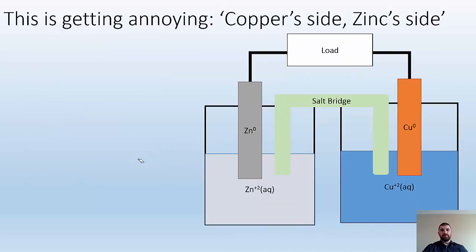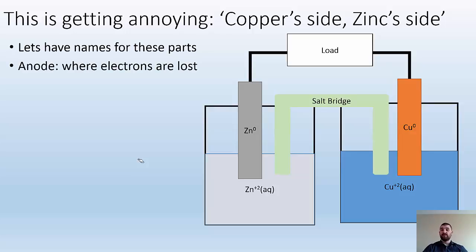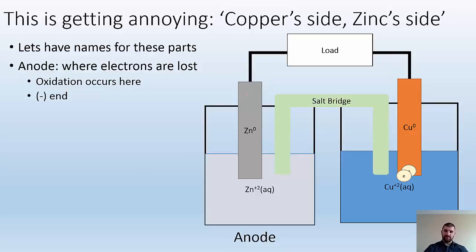But this is getting pretty annoying, calling things copper side and zinc side, because we're not always going to use copper and zinc and it gets kind of obnoxious. So we're going to have names for these parts. The anode is where electrons are lost, so oxidation occurs at the anode. Looking at what just happened here, which side's the anode? Say zinc. Zinc. Good answer. So the zinc side is the anode. It's where oxidation occurs and we call it the negative end. The way I think of it is that this is where we're shooting electrons out of. We've got negative things coming out of there, so the anode in a voltaic cell is negative.